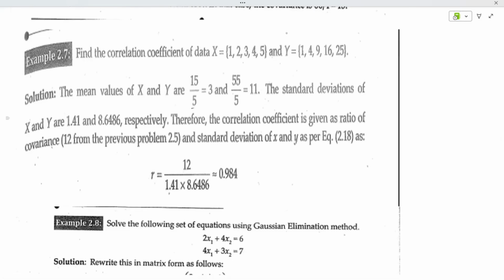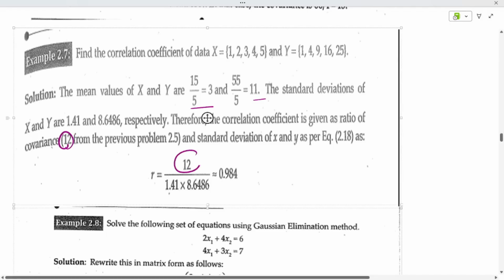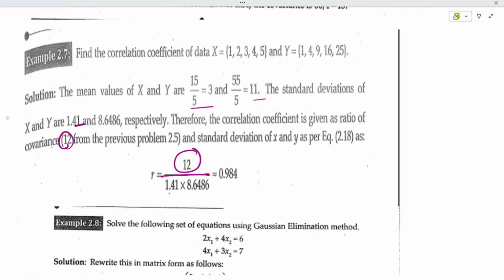Again you will find out the mean values, that is 3 and 11 for the same data set. See, covariance, you found out that it is 12, right? If they give the question, you cannot say that we have found it out. You have to find the covariance divided by the standard deviation for this and the standard deviation for this, the values being 1.41 and 8.646. You can find it out, then you will get it as 0.984.